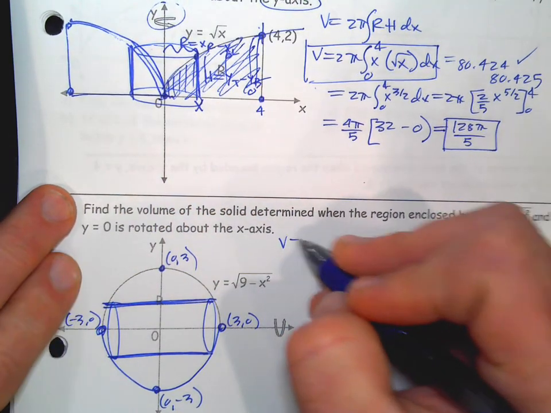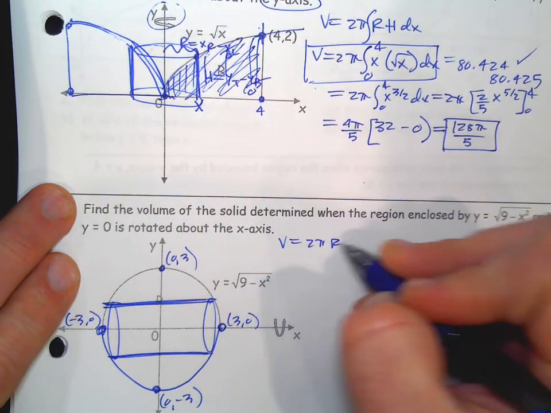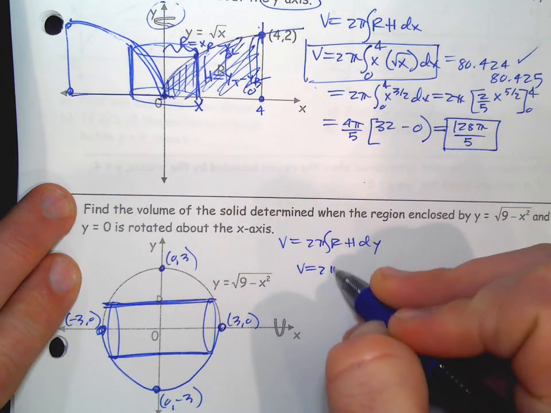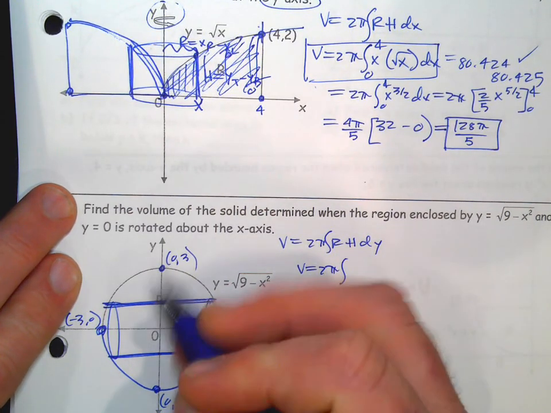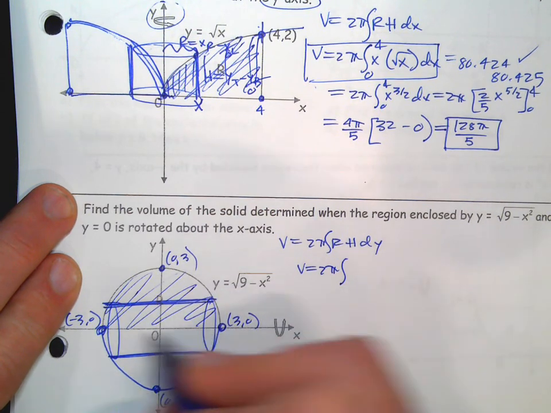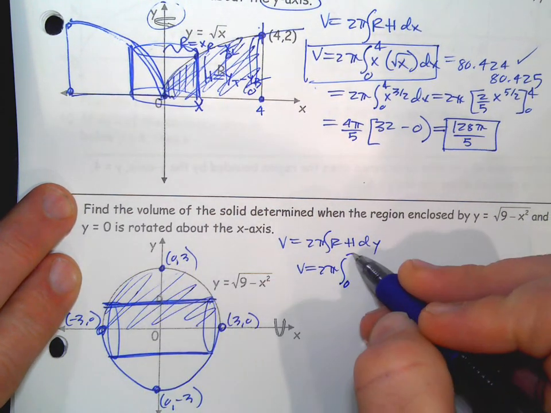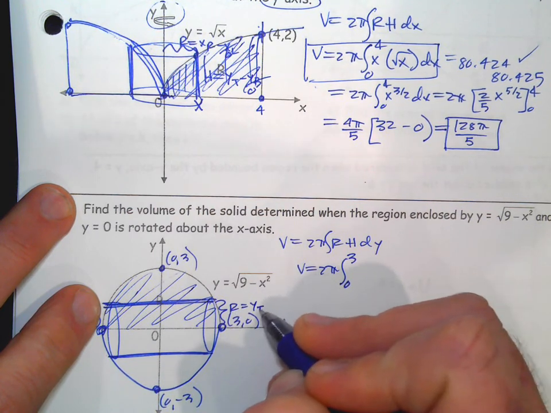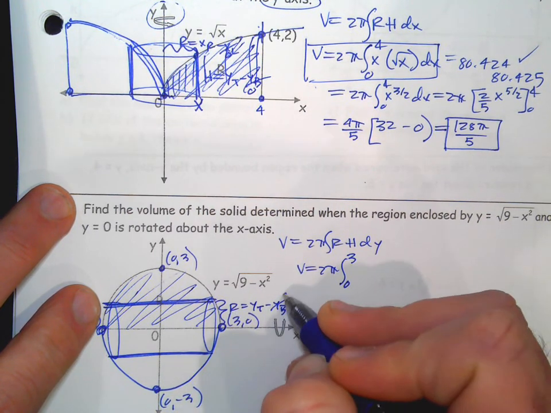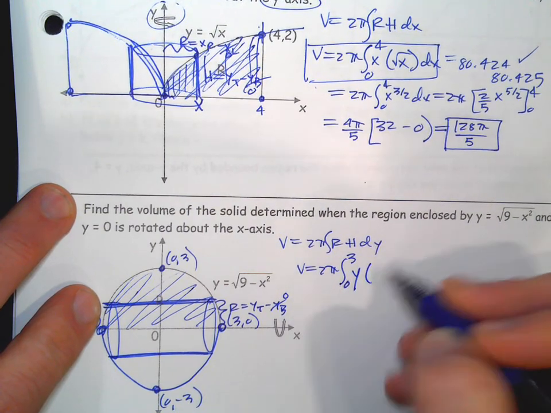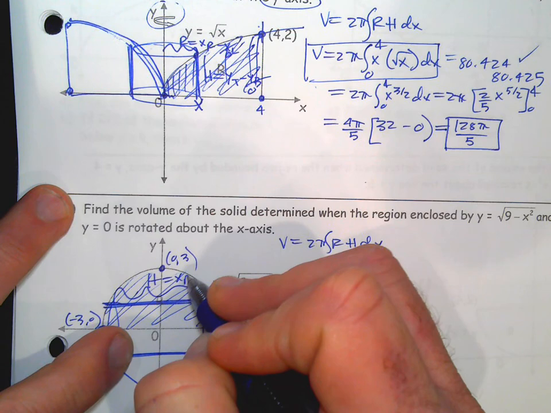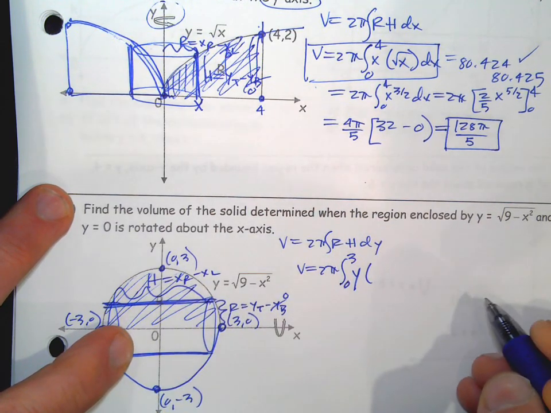The volume is 2 pi r h dy. The limits are going to be in the y direction. So this is the original region. So we're going to go 0 to 3. The radius is y top minus y bottom. Y bottom is 0. Y top is just whatever y value we're at. This is your height. The height is x right minus x left in terms of y.